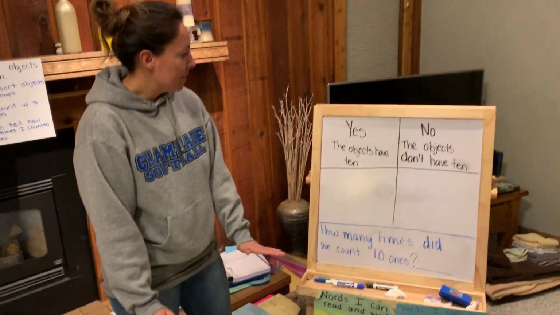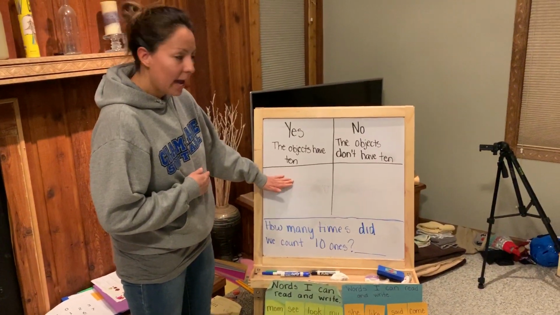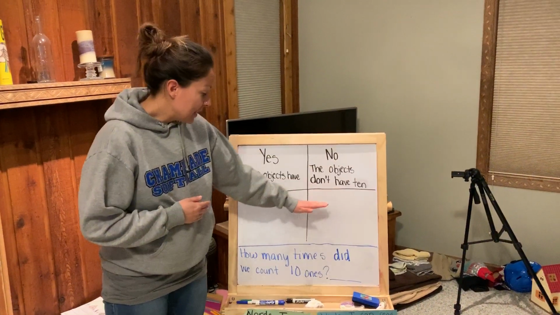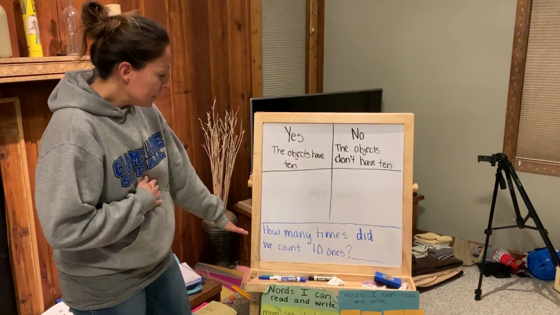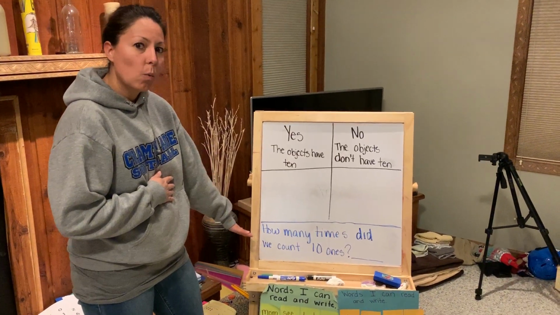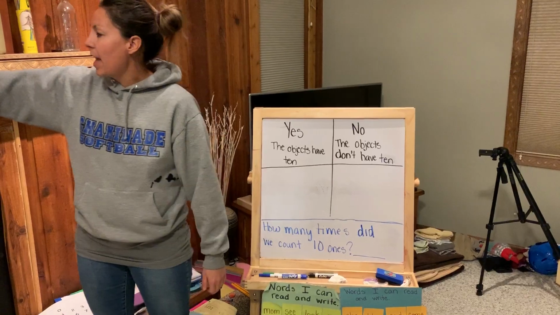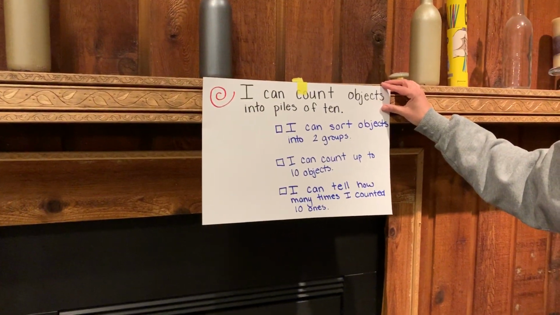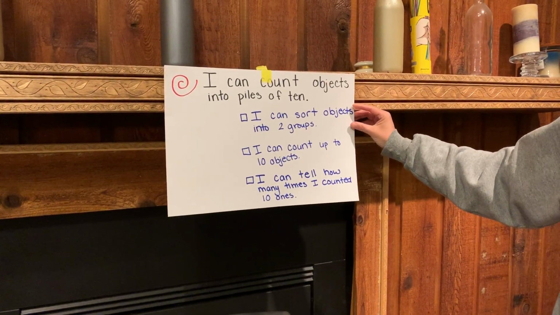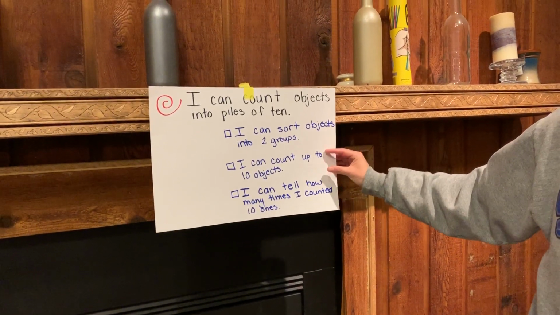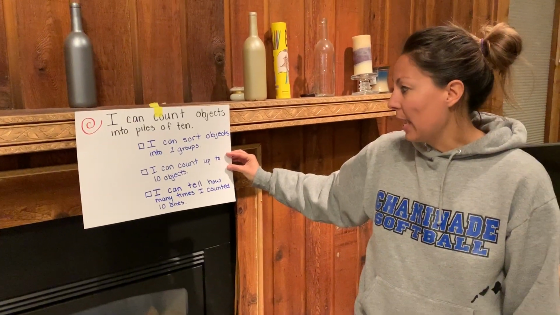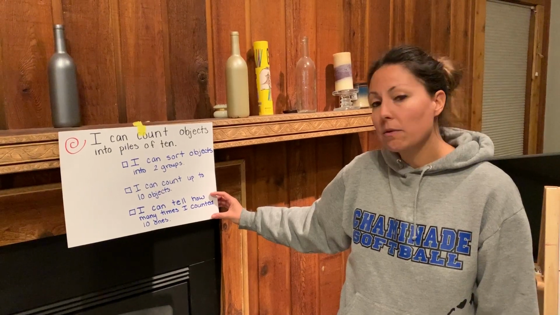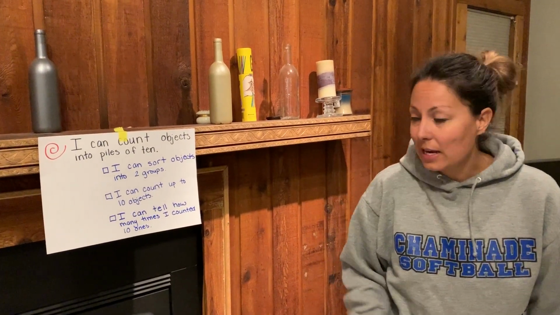We are going to count, and then we are going to decide if it is yes, they have 10 objects, or if it is going to be no, they don't have 10 objects. And then again, we are going to have to figure out how many times did we actually count 10 ones. So if you remember, that is our target for our math today, that you're counting objects into piles of 10. You're going to be able to sort them with me on my board. Again, we're going to count them. I will point to them again. And then our last one, our new skill, is that you're going to be able to tell how many times you counted 10 ones. So again, that's kind of the new thing we're working on.